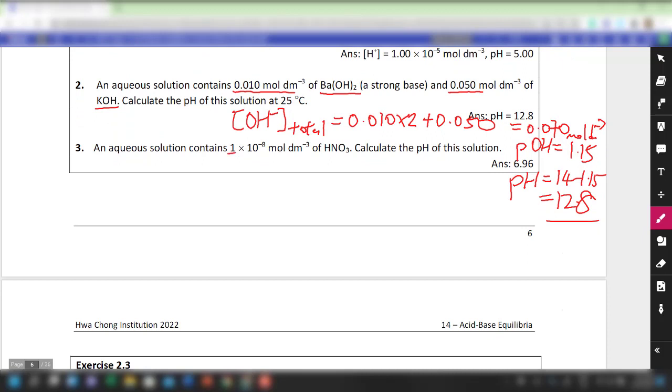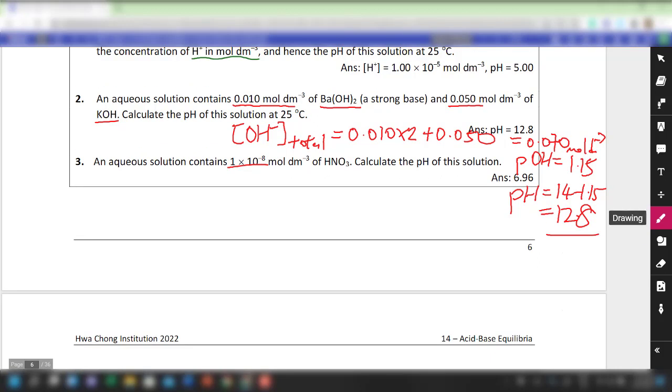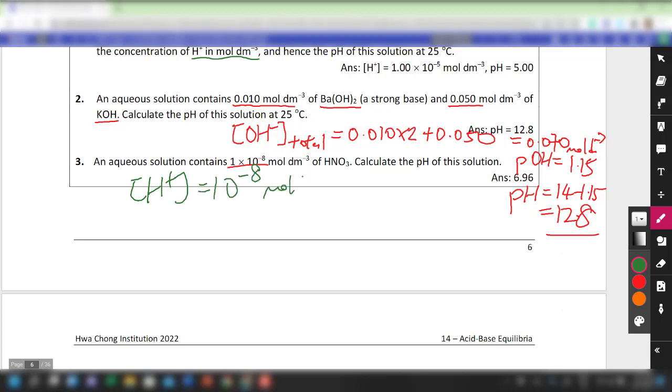An aqueous solution contains 1 times 10 to the power minus 8 moles per dm cube of nitric acid. In this case, the student might simply say that the concentration of H plus is equal to 10 to the power minus 8 moles per dm cube. Then the student will simply calculate pH as minus log base 10 of 10 to the power minus 8, and happily submit this as the answer, but this is actually not correct.